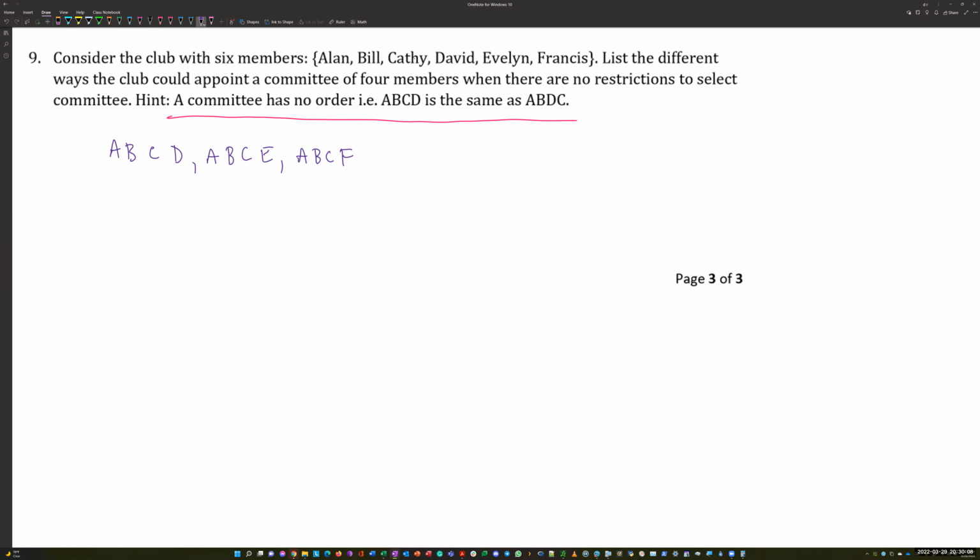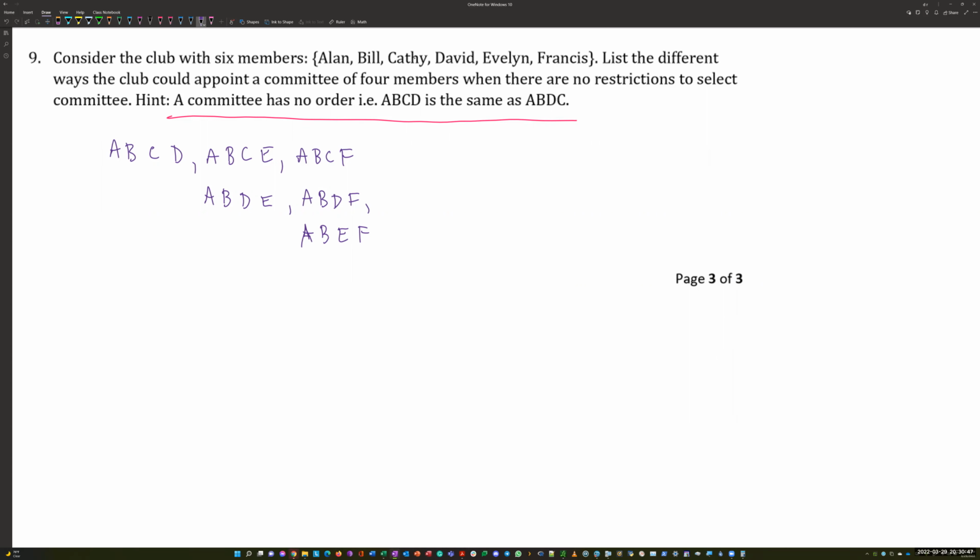So now I can't have Alan, Bill, and Kathy anymore. So now I get Alan, Bill, no Kathy. So now I guess we can have David and Evelyn. Then I can also have Alan, Bill, David, and Francis. Then I could have Alan, Bill, Evelyn, and Francis. Now I think I've done everything with Alan and Bill. Does that make sense?